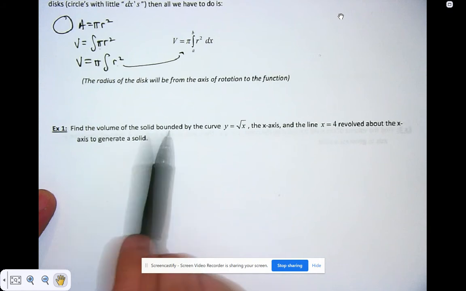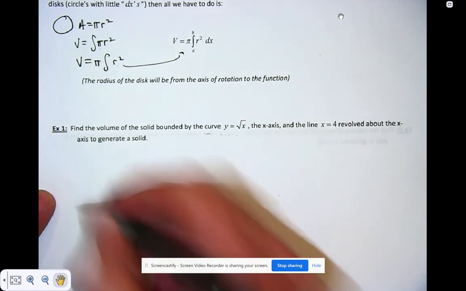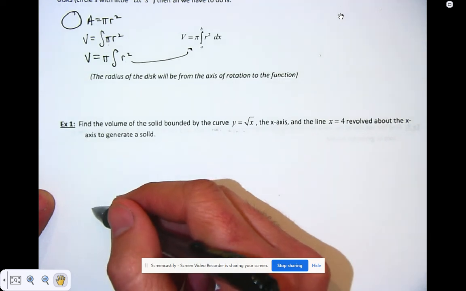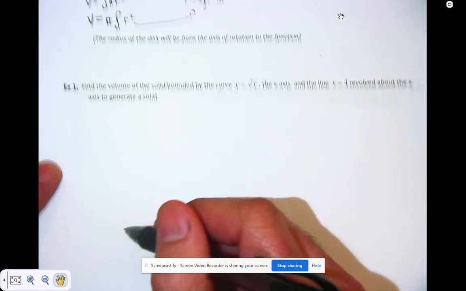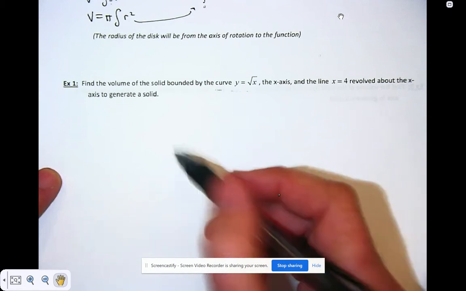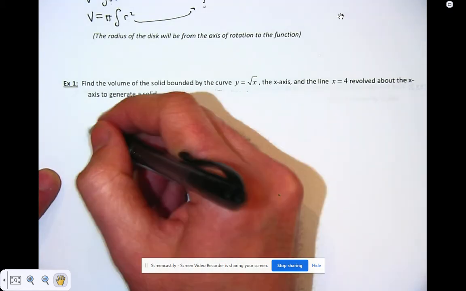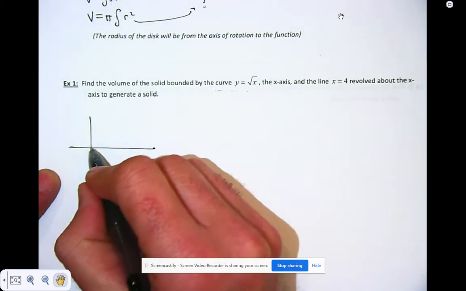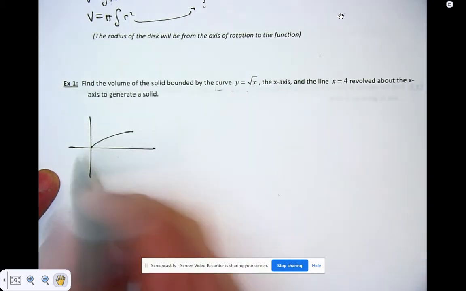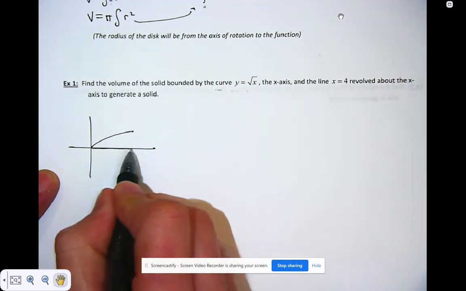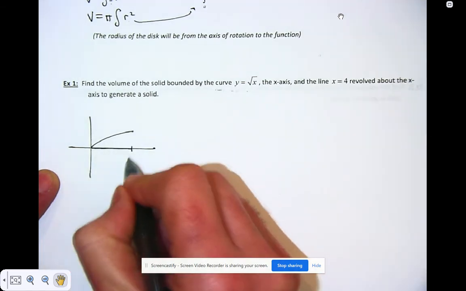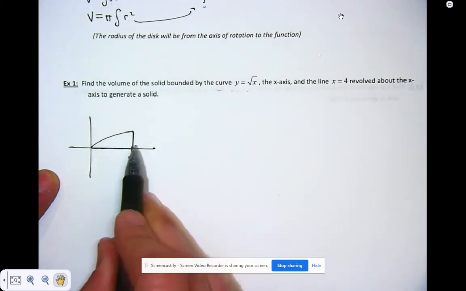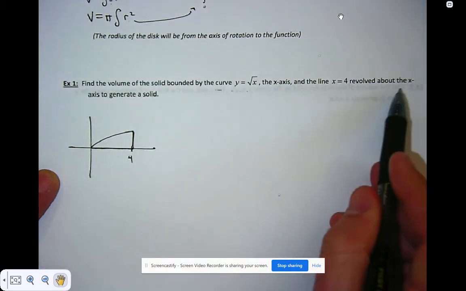Find the volume of the solid bounded by the curve y equals square root of x. I'm going to overdraw here, you guys, and hopefully at the end I'll pull it together and show you what I want you to draw, because I don't want you to draw these complicated things every time. But the very first time we're going to get a visual in our brain. So we have the square root of x function, which we know looks like that. The x-axis, which is right here. The line x equals 4, which would be this line, so we're just going to draw that in. Revolved around the x-axis.